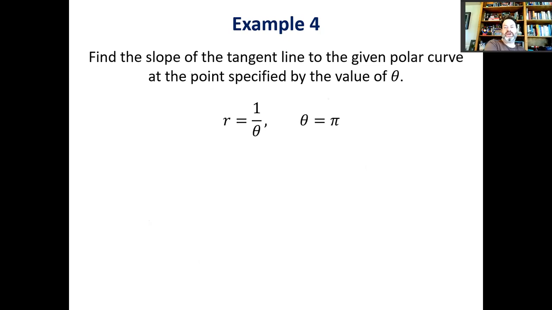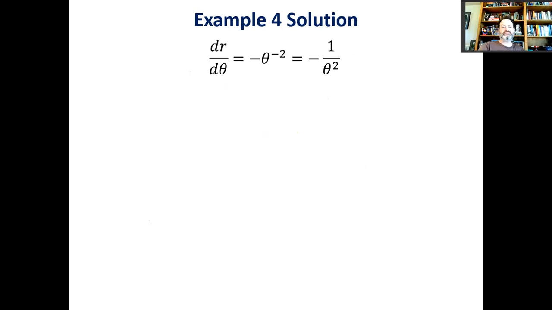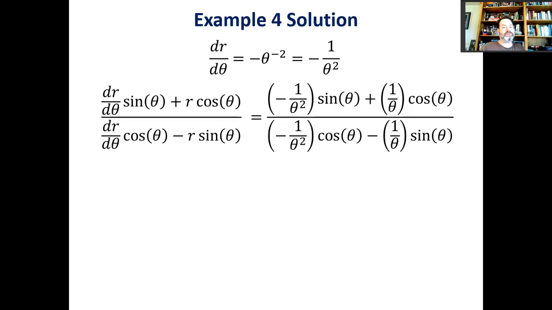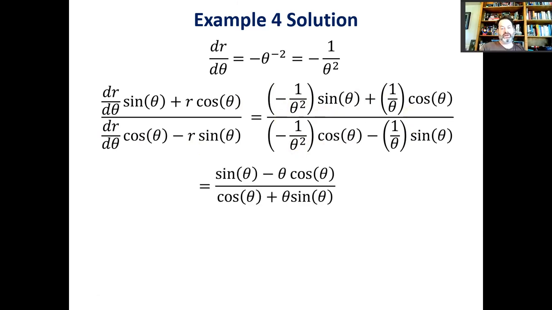All right, find the slope of the tangent line to the curve at the point specified. So a nice easy curve here, r equals 1/θ. We want to know what is the slope of the tangent line when θ equals π. So take the derivative. We need it for the formula. And then you just plug this into the formula. And it gets pretty hideous. But you can keep simplifying this. Just multiply through by negative θ² over negative θ². And it simplifies to this, which is pretty nice.